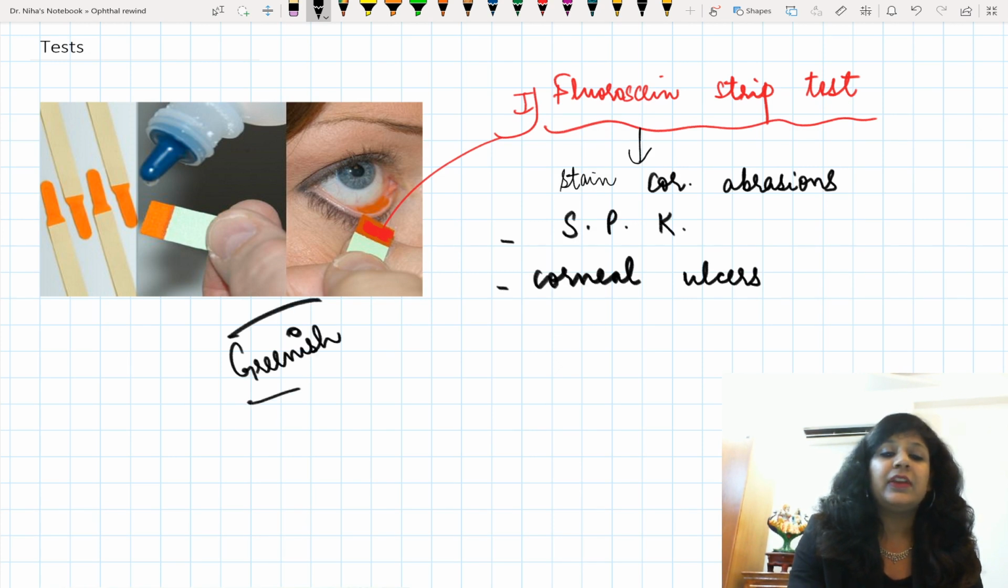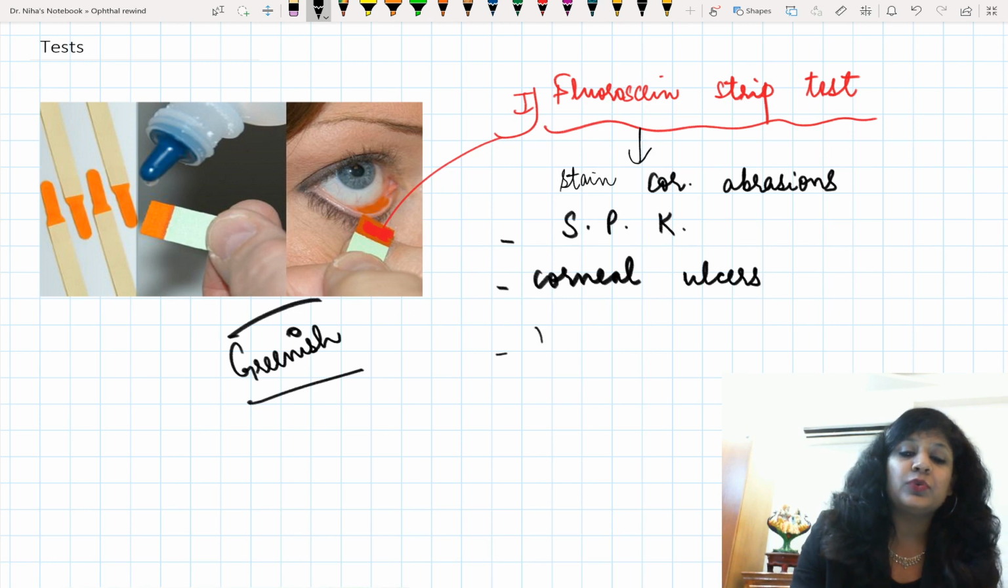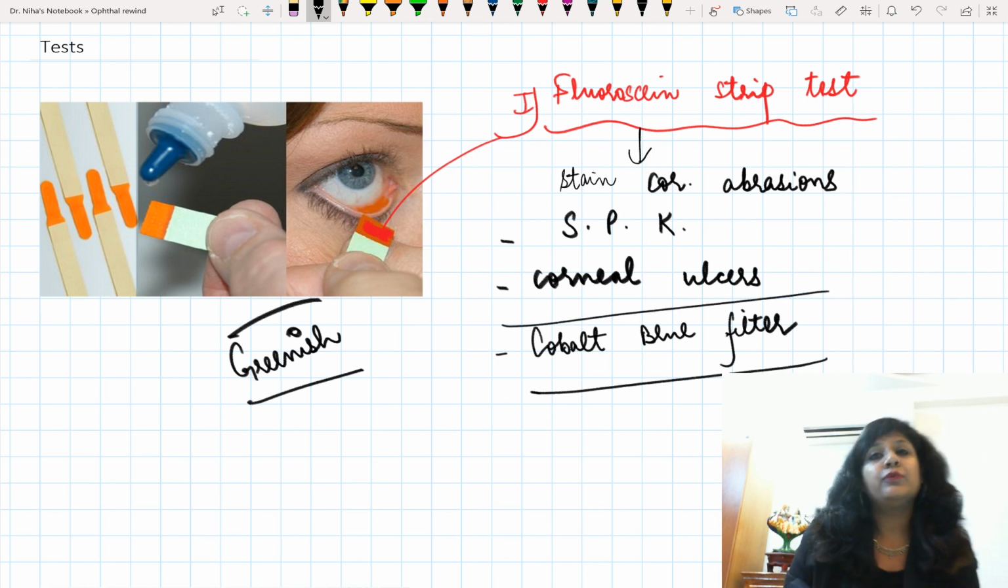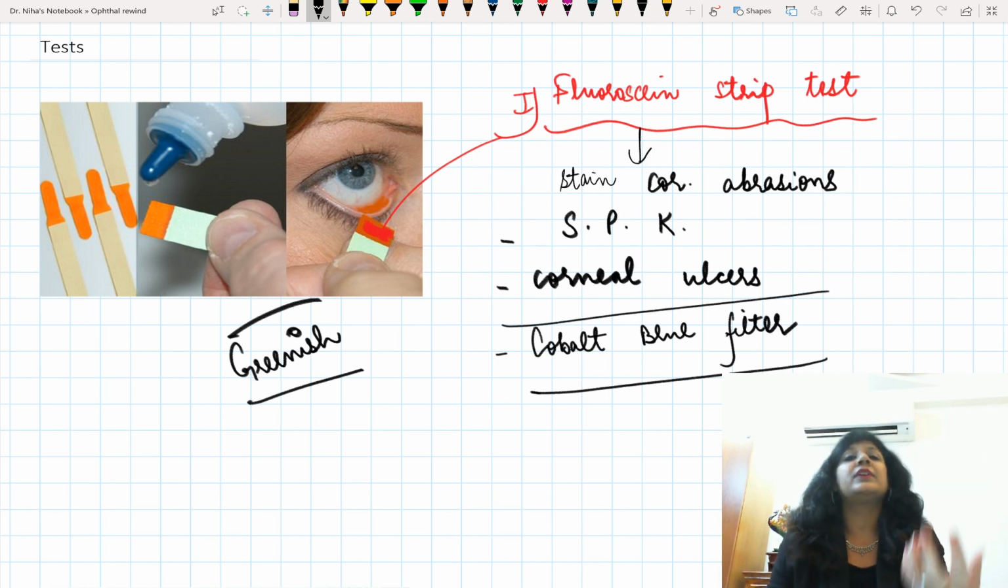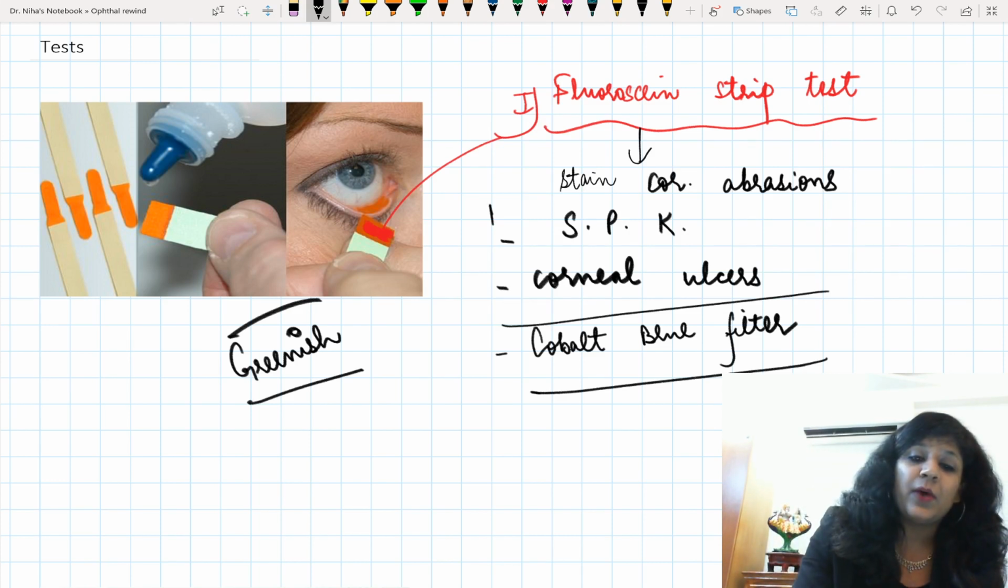Why do they appear greenish in color? Because you are seeing them through the cobalt blue filter. Another question that could be asked is how you use the slit lamp to see them. We are using the cobalt blue filter, so when you see through it, you see the greenish lesions. That is why whenever you see images of any ulcer, most of the time they look greenish. So this is the one use.